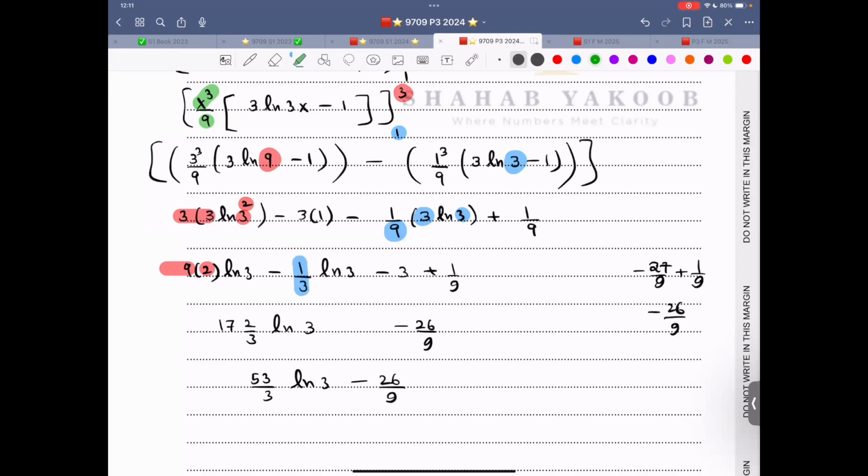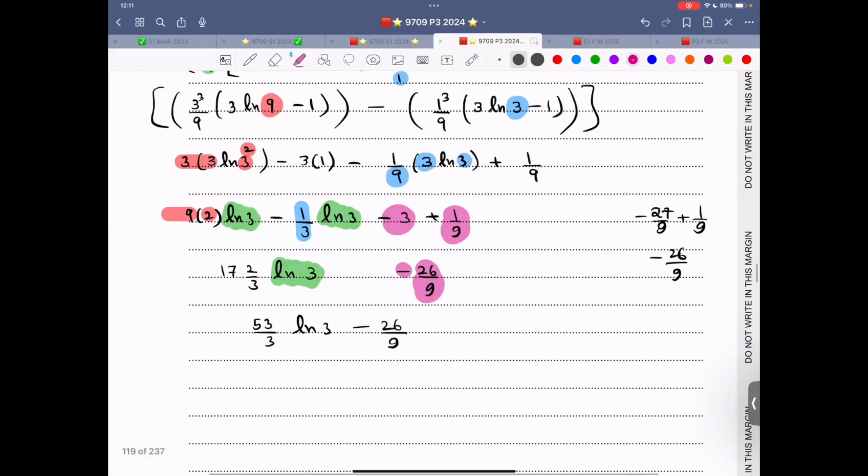So now I have taken ln3 common, that is 18 minus 1/3, 17 2/3. So that is ln3 over here. And this is simplified, and this thing is done: negative 3 plus 1 over 9, negative 26 over 9. And that is the answer in the exact form.